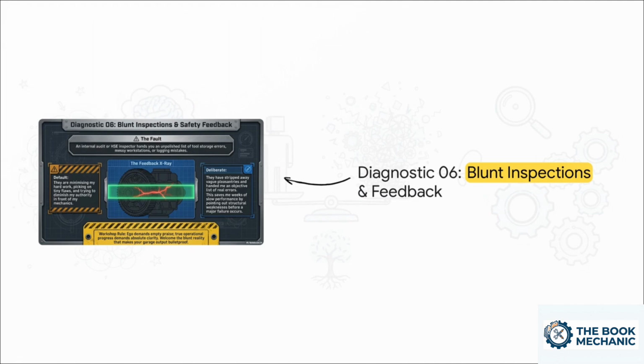The exact same logic applies to Diagnostic 06. Picture an internal audit or an HSE inspector handing you an unpolished, blunt list of tool storage errors. Our default ego reacts super defensively. But look at this feedback X-ray graphic. It shows us that the deliberate shift means treating their blunt feedback like an objective scan. They've stripped away the pleasantries and just handed you a list of real structural weaknesses. Embracing this literally saves you weeks of slow performance before a major failure actually occurs.